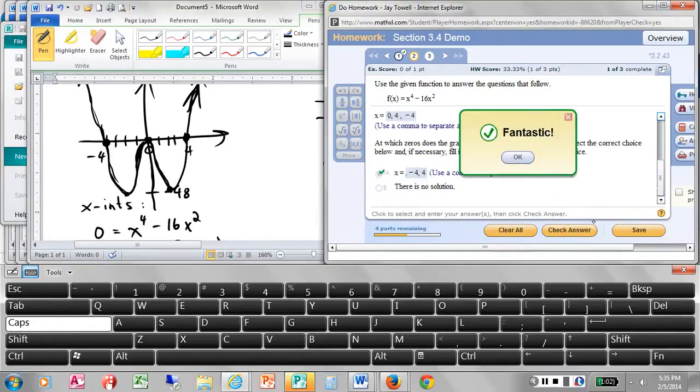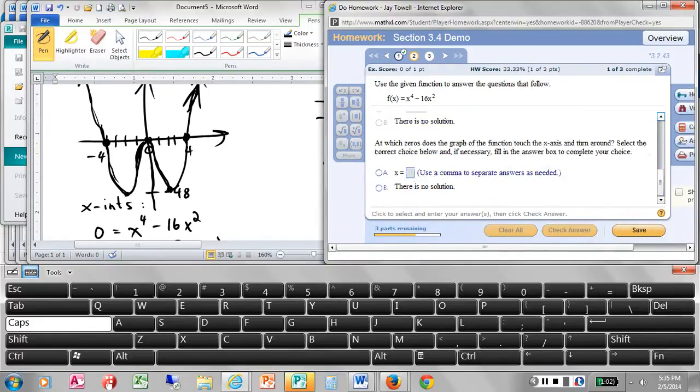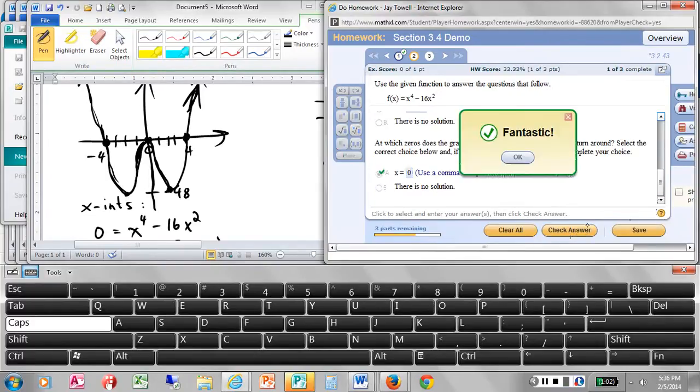All right, so got those in there. Okay, good. At which zeros does the graph of the function touch the x-axis and turn around? Well, we saw on our graph that we turn around at x equals 0, because it's got to hit the -48 at -2, and then at +2, also -48. So x equals 0 is the turnaround point that we have.